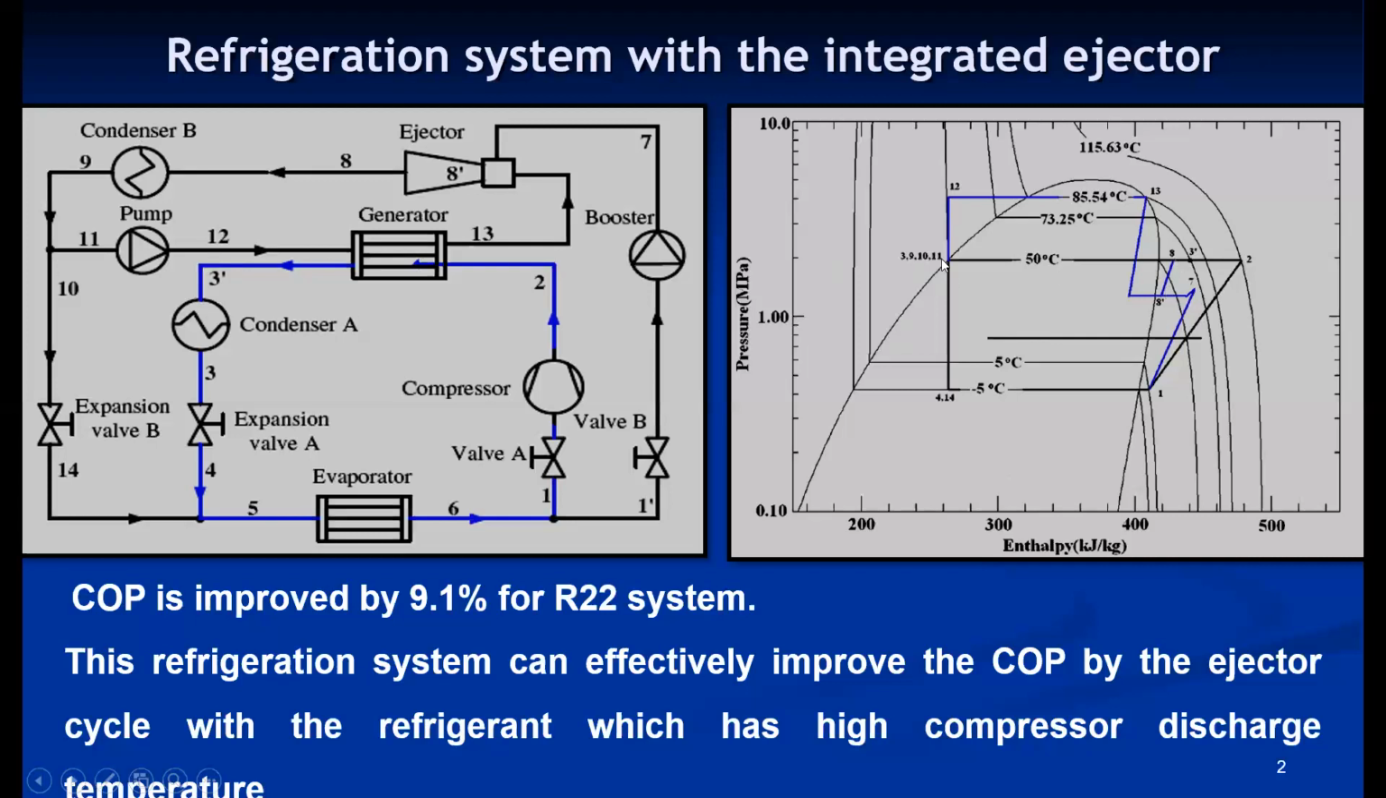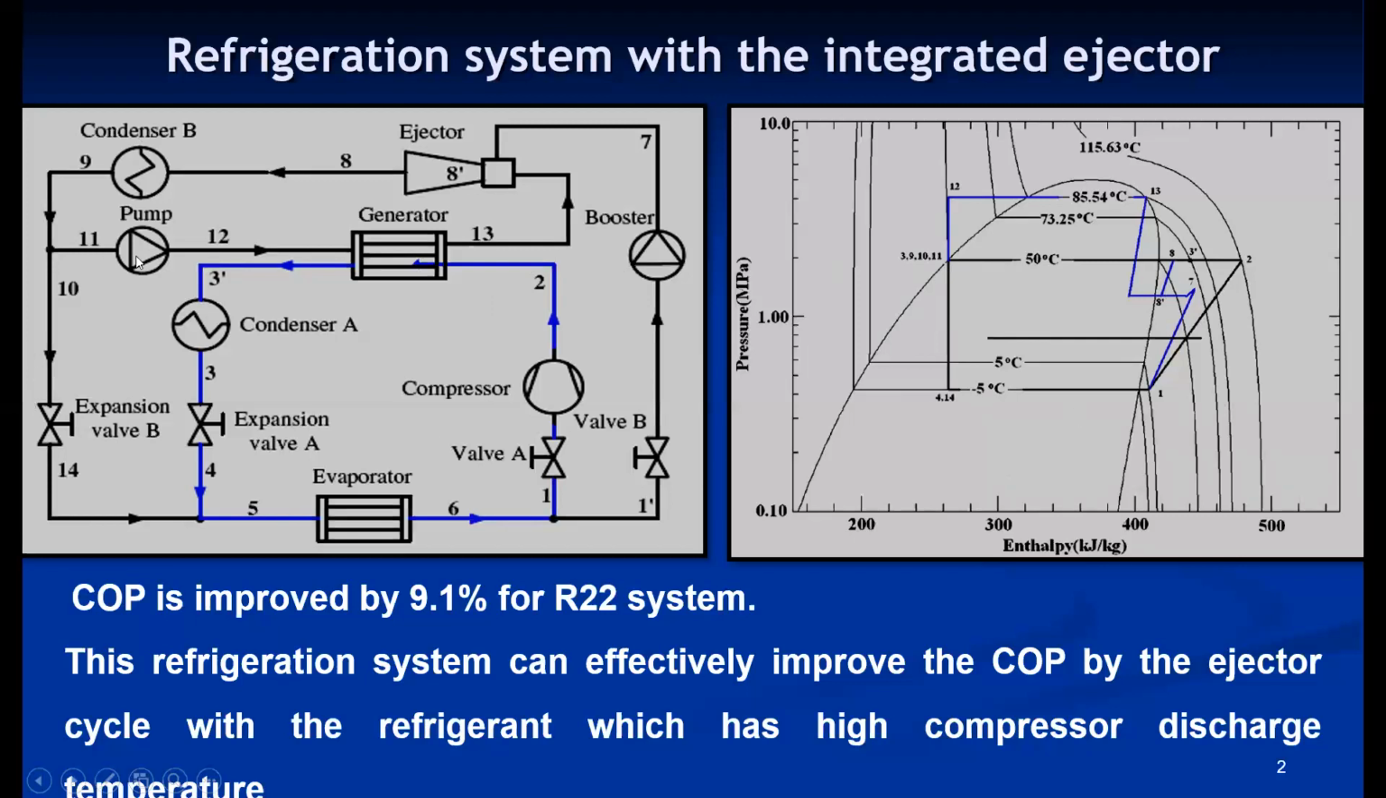Then at point 9, the stream divides into 2. One line goes to the expansion valve. Sorry, point 9 and point 10 coincide. So 10 to 14 is the expansion in the expansion valve, and 14 to 1 is the evaporation process.